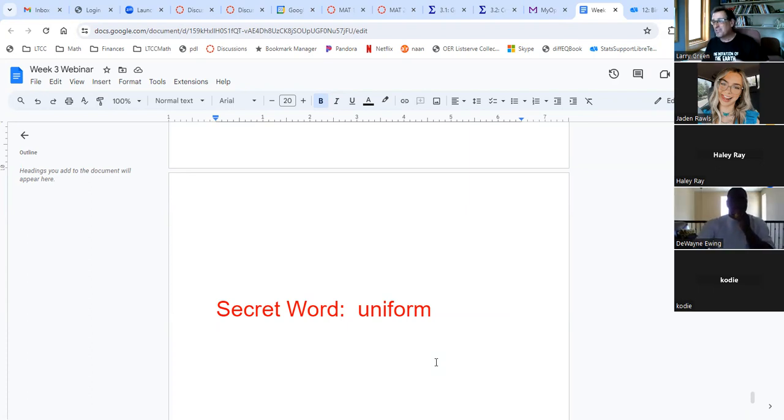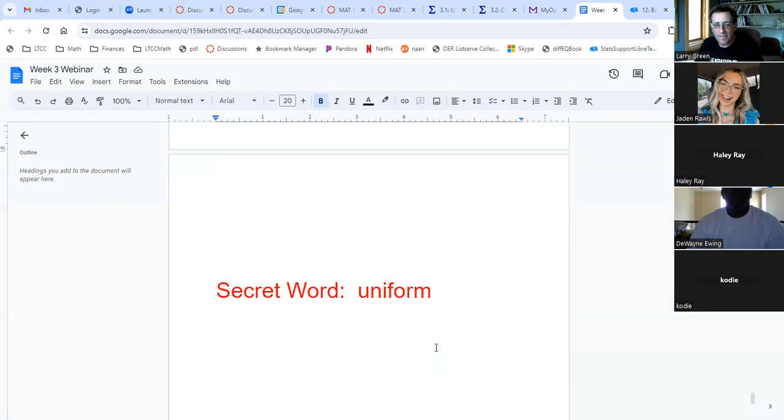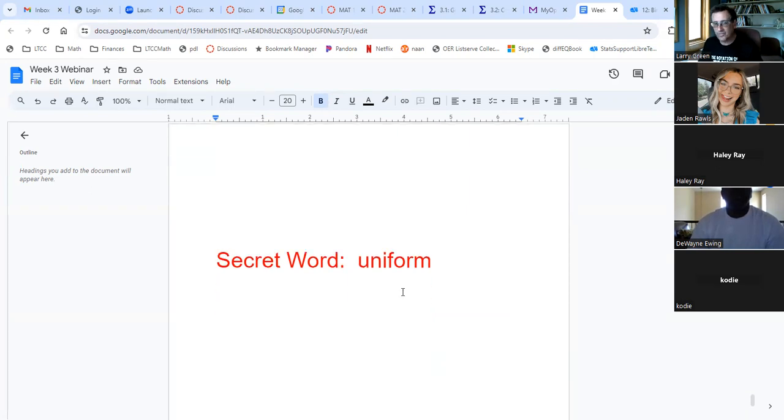Okay, and a uniform distribution means that if you look at the graph on the top, the height is the same no matter where you look between A and B. So that's the reason why you call it a uniform distribution. It's not some weird word. It's using the word uniform. So the secret word is uniform.